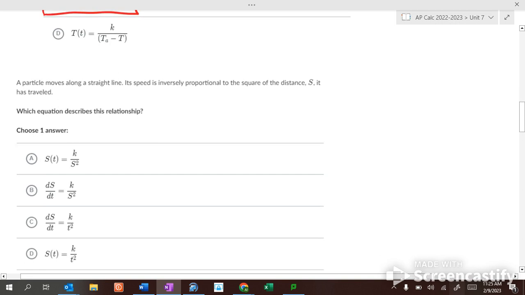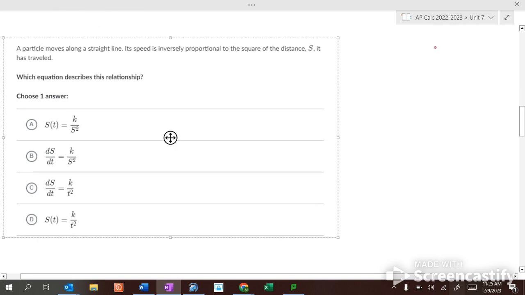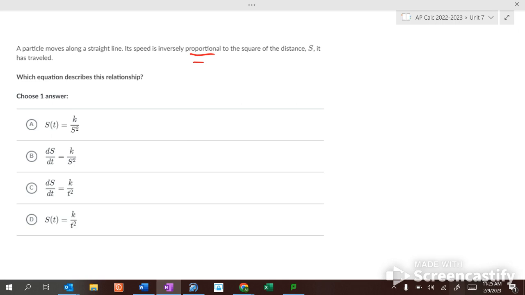As a particle moves along a straight line, its speed is inversely proportional to the square of the distance. Inversely proportional to the square of the distance. So this is what's happening now, this is its change, so we want the change one. And since it's inversely proportional, we want this relationship, k over the square of the distance, s squared.